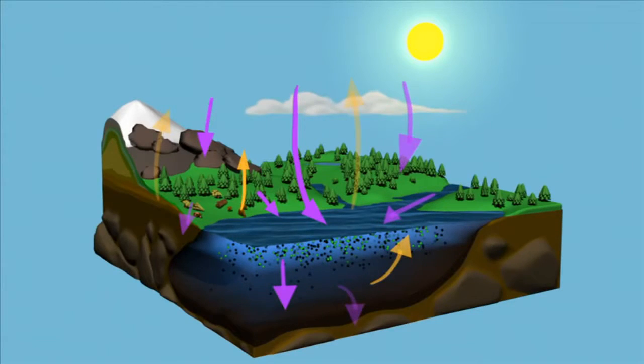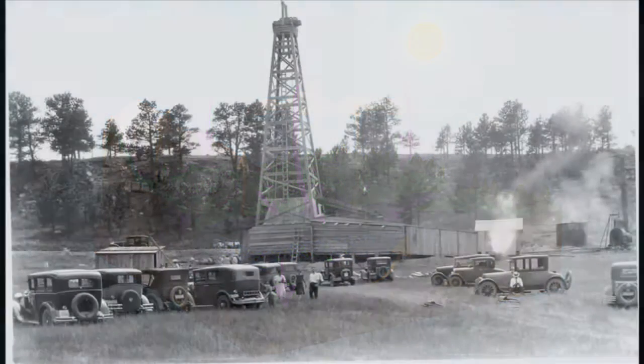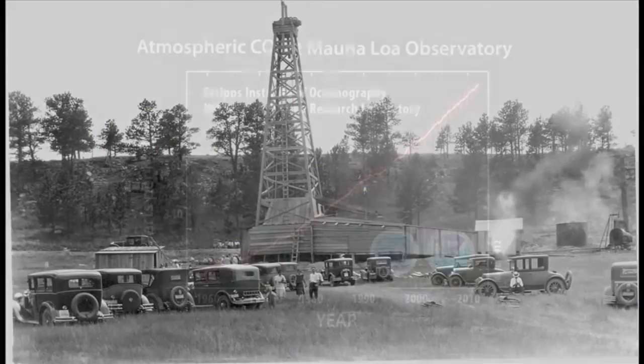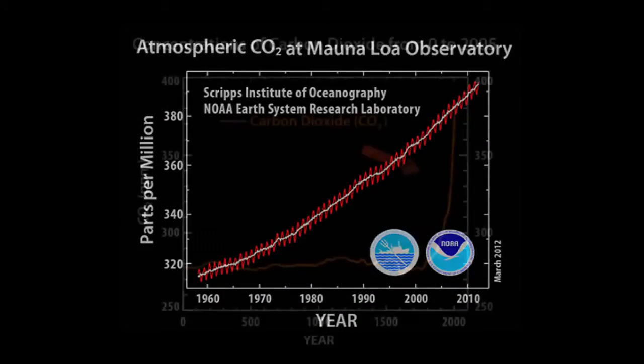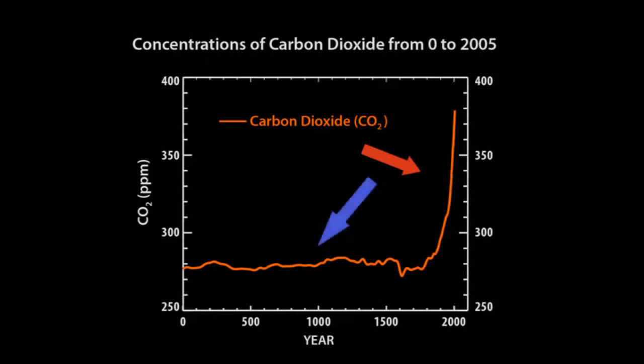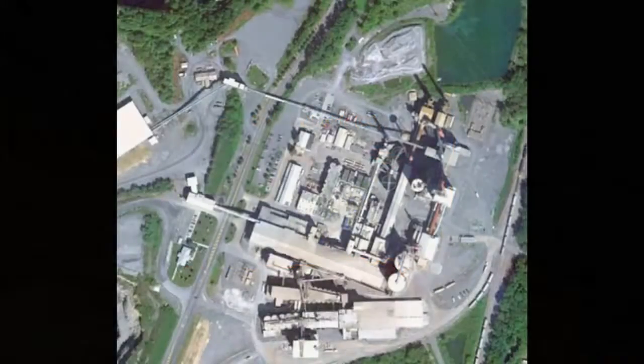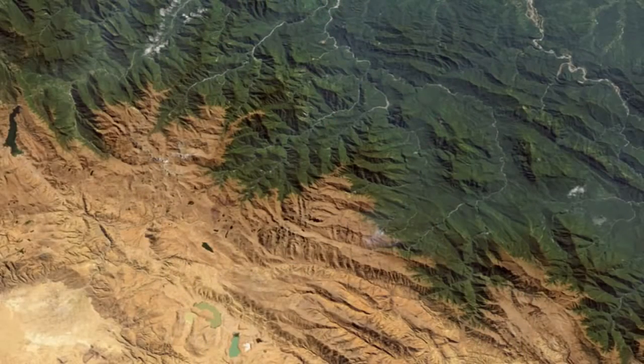Once humans began digging up long-buried forms of carbon, such as coal and oil, and burning them for energy, additional CO2 was released into the atmosphere, much more rapidly than in the natural carbon cycle. Other human activities, such as cement production and cutting down forests, have also added CO2 to the atmosphere.